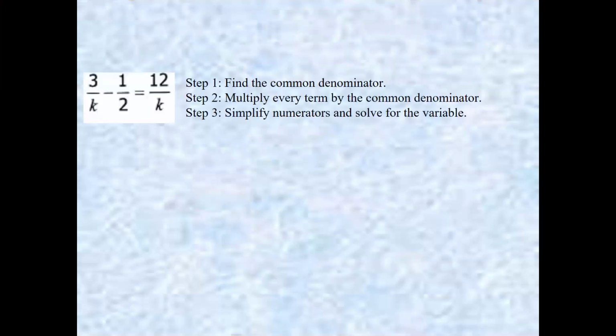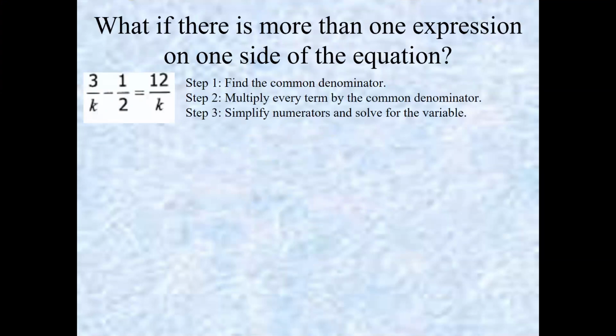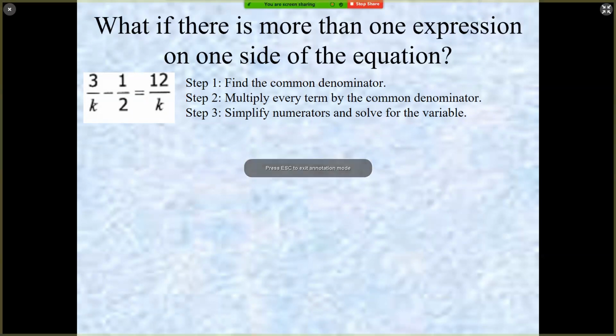For the next example, we've got 2 fractions on the left side and 1 fraction on the right side. So what if there's more than one expression on one side of the equation? We cannot cross multiply this. So we've got to figure out what's the common denominator, the least common denominator. When I look at the denominators, I see k and I see 2. So your least common denominator is going to equal 2k, because every denominator in this problem has a 2 in it or has a k in it.